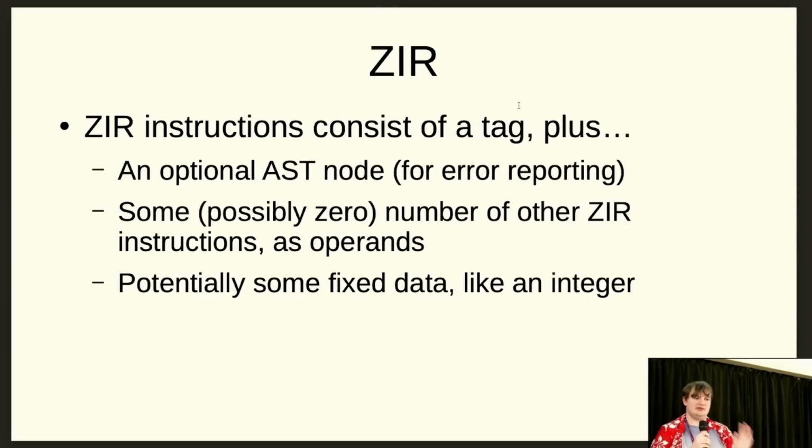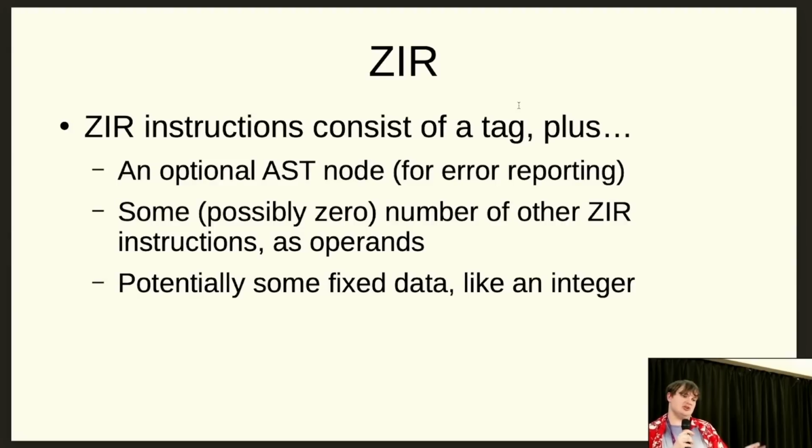Okay, so let's look at ZIR. Every instruction has a tag, just like AST nodes have a tag, and there are a few other things it might have. One is it might reference an AST node. The reason for that is that we want to be able to propagate source locations for error messages. So if an error happens in semantic analysis, we want to be able to point to the location in your code where it happened. Also, we might have some references to other ZIR instructions taken as operands. So if you have an add instruction, that's going to take two other instruction indices, and it's going to add their results.